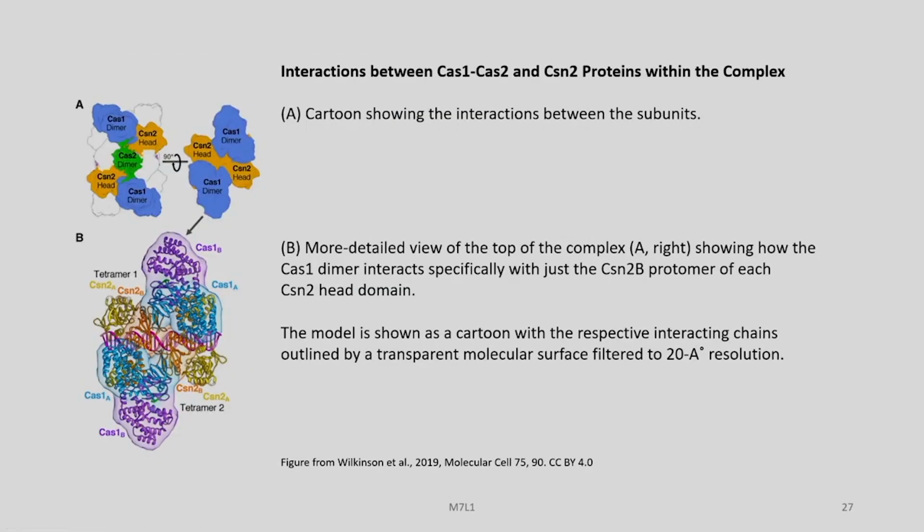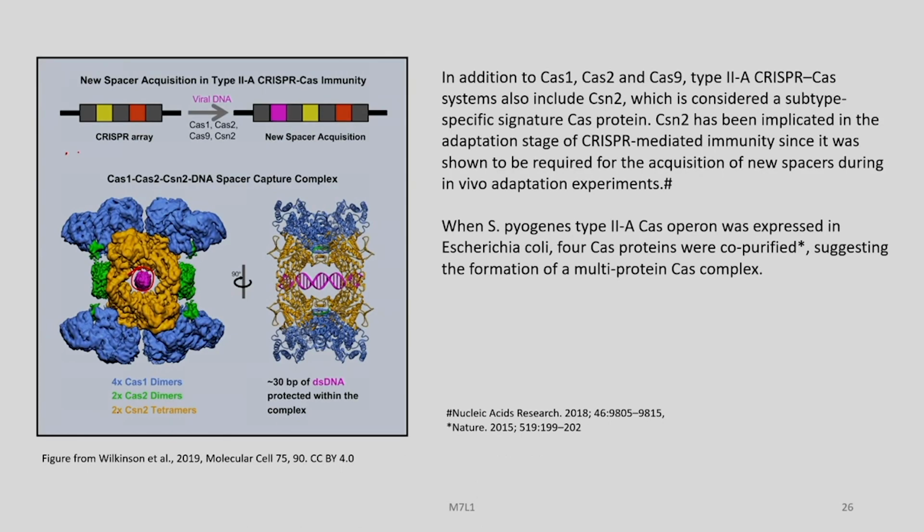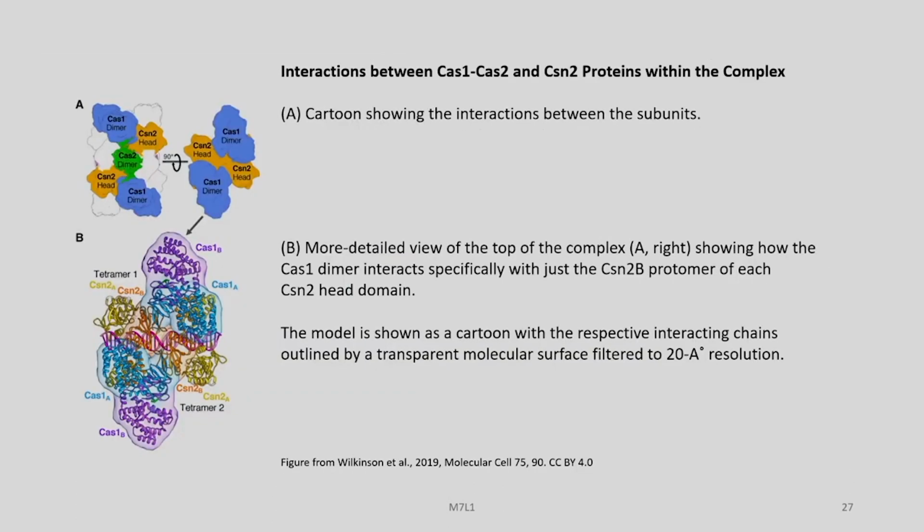How does the interaction between the Cas1, Cas2 and Csn2 proteins occur exactly within this complex? We spoke about these 4 Cas1, 2 Cas2, and 2 Csn2. You can see here a Cas1 dimer, here Csn2, and this is a Cas2 dimer over here. This is a 90-degree rotation to show the other side of this particular complex, and these show in more detail the structure of this complex.